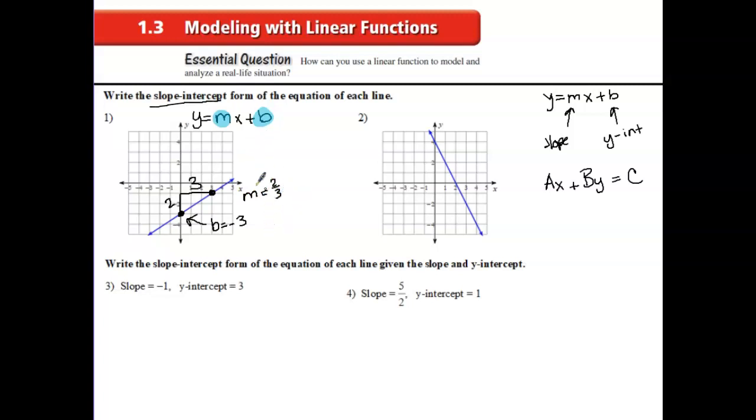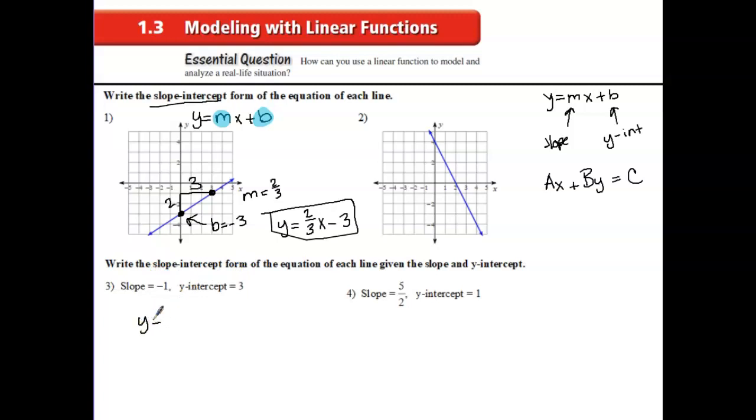Since they want slope-intercept, all I do is put those two numbers in for m and b. So y is equal to 2/3 times x plus a -3, which would be the same as -3. And this would be the equation of my line. I'll go ahead and do number 3. Number 3, write the slope-intercept form of the equation of the line.